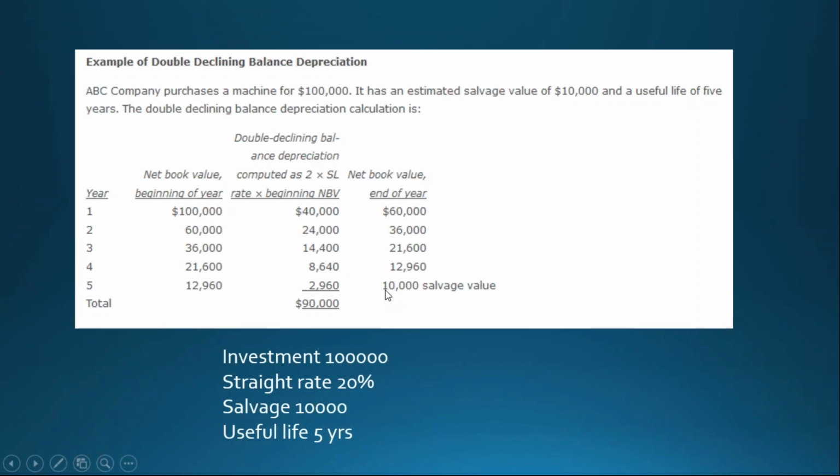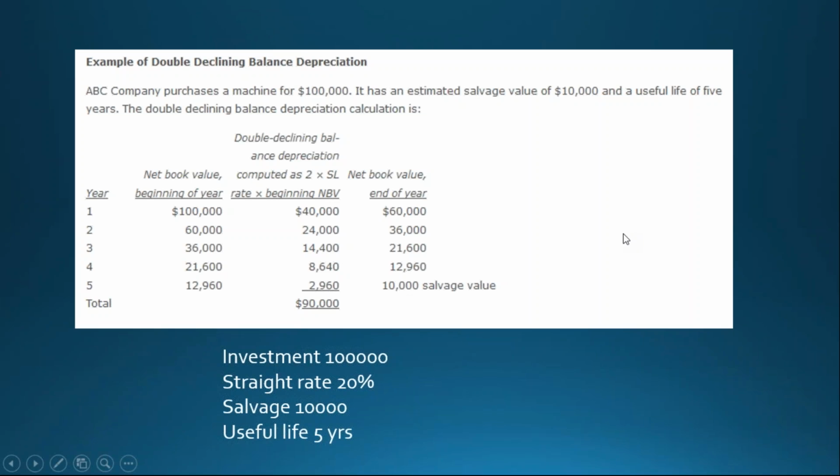You'll note we didn't take the 10,000 till the end. So year 5 had 12,960 bucks left on it. At that point, we take off the 10 grand in salvage, and the equipment is valued in that year 5 at $2,960. And you see what we did? We accounted for the whole 90,000 and then the 10,000 at salvage. So we proved the formula.